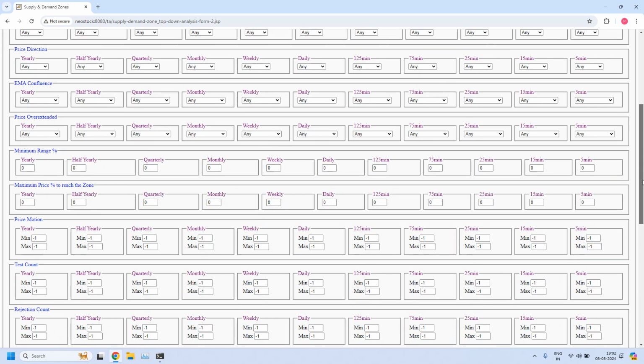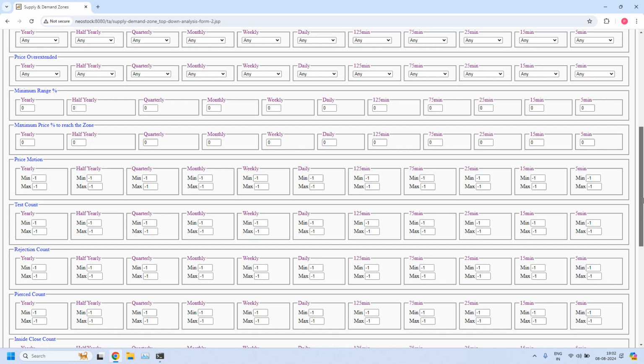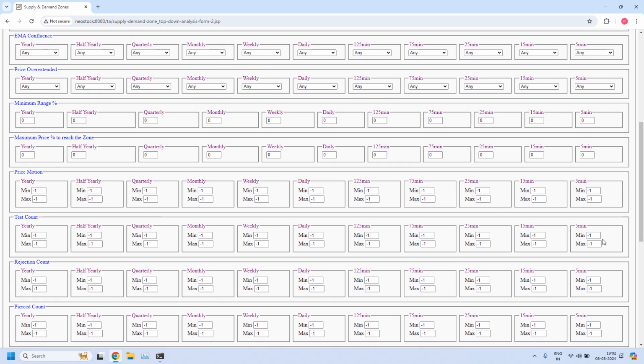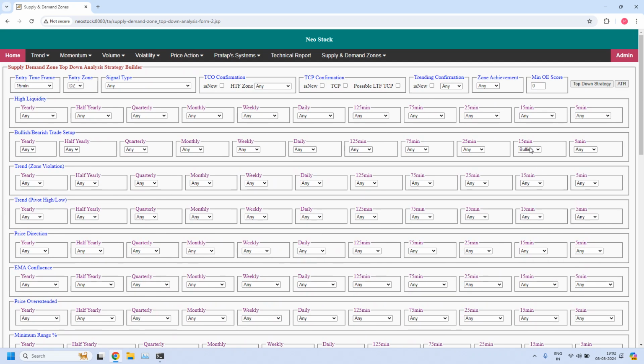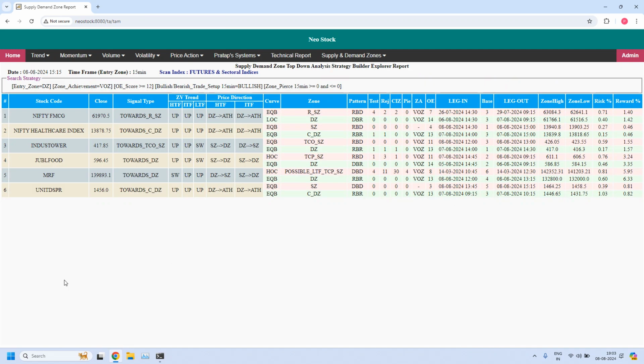Also, the 15 minutes demand zone should not be pierced. So in the 15 minutes time frame, I am applying a minimum value 0 and a maximum value 0. And for zone achievement, violated opposing zone, the minimum order enhancer score should be 12. Now all the 3 filters are applied to the 15 minutes demand zone. Now let us filter the stocks.